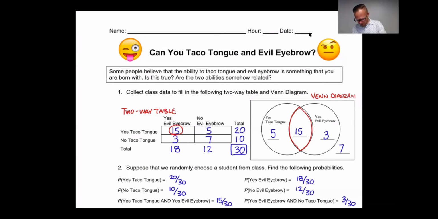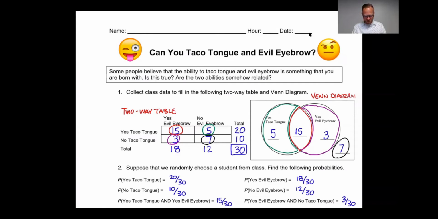Now the next thing that I go for is what I call the left Pac-Man, which would be the yes, taco tongue, but no evil eyebrow. And that is this value of 5. Then we go over to the right Pac-Man, which is no taco tongue, yes, evil eyebrow. And you'll see that over here in the two-way table. And then, of course, the last spot that we have remaining is just the outside value here, which is no taco tongue, no evil eyebrow there. So the 4 sections that you see in the Venn diagram are the left Pac-Man, the football, the right Pac-Man, and then what I call the outside.